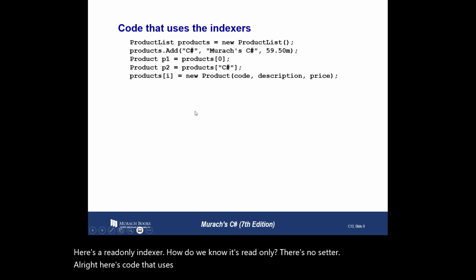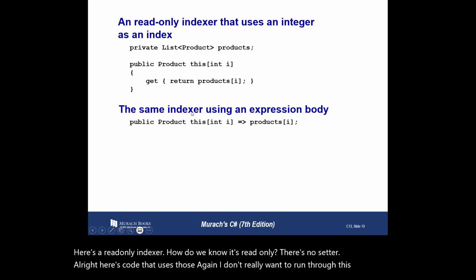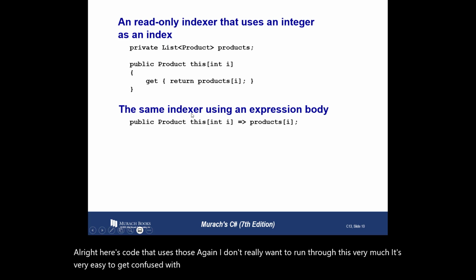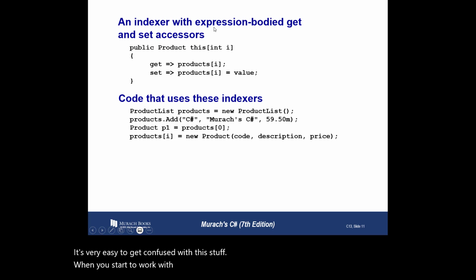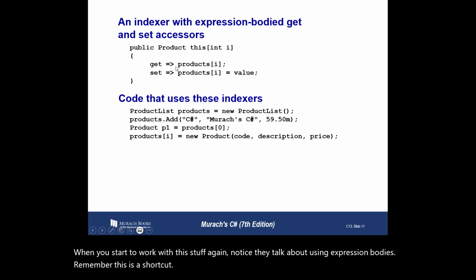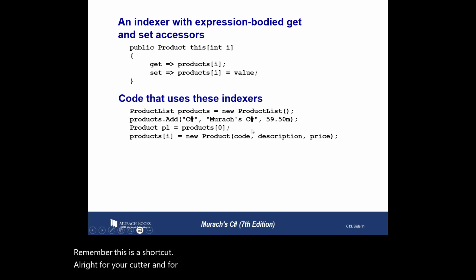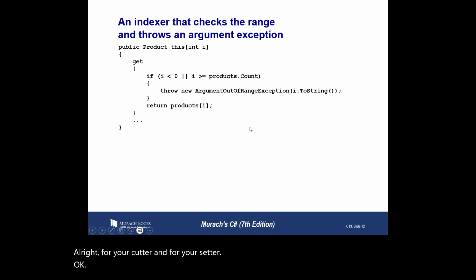Again, I don't really want to run through this very much. It's very easy to get confused with this stuff. When you start to work with this stuff, again, notice they talk about using expression bodies. Remember, this is a shortcut for your getter and for your setter. An indexer that checks the range and throws an exception.